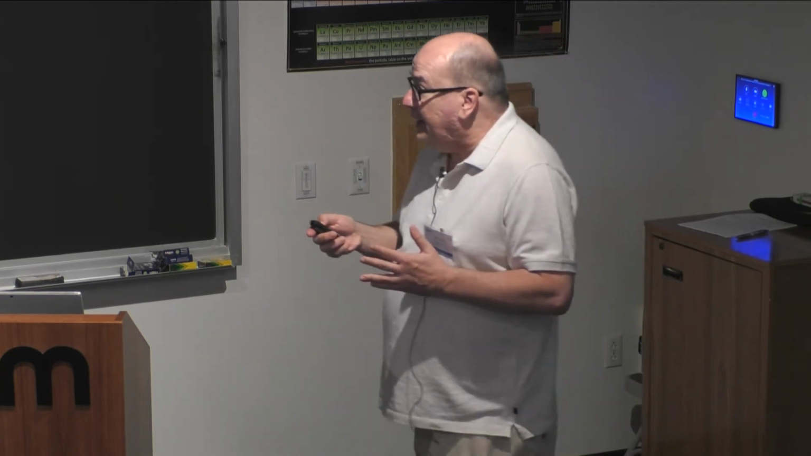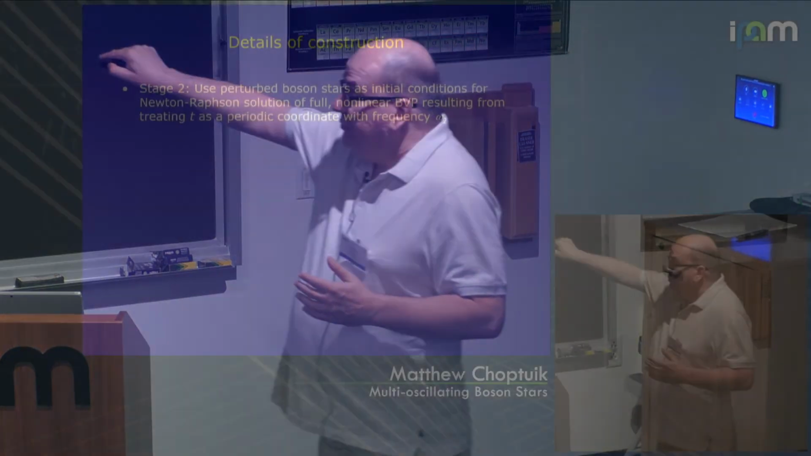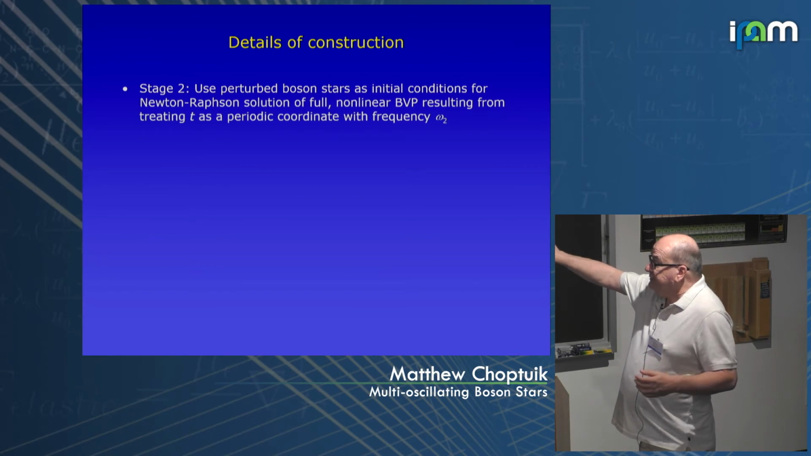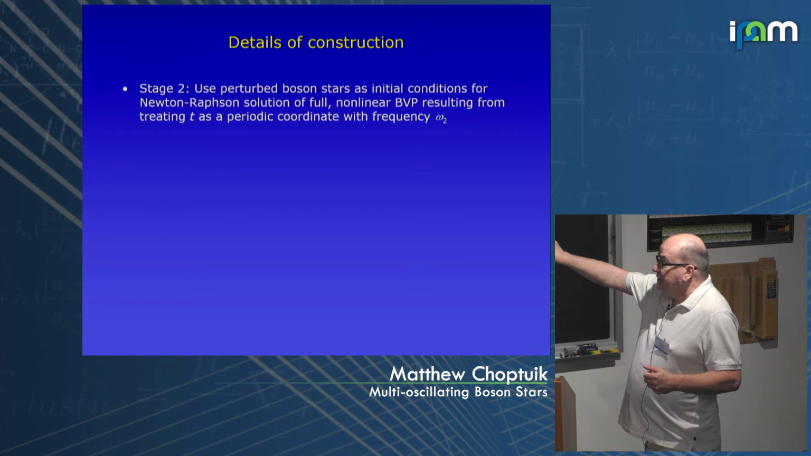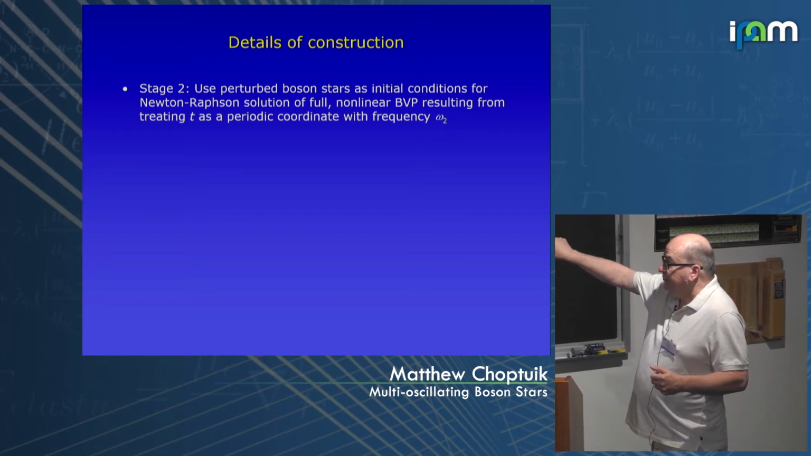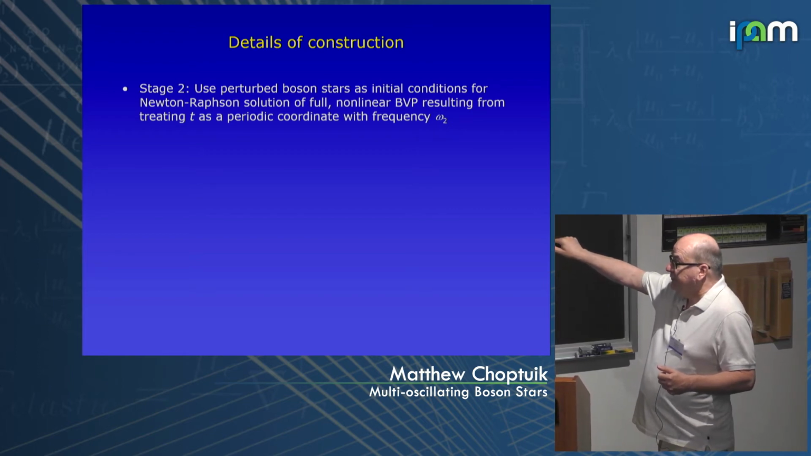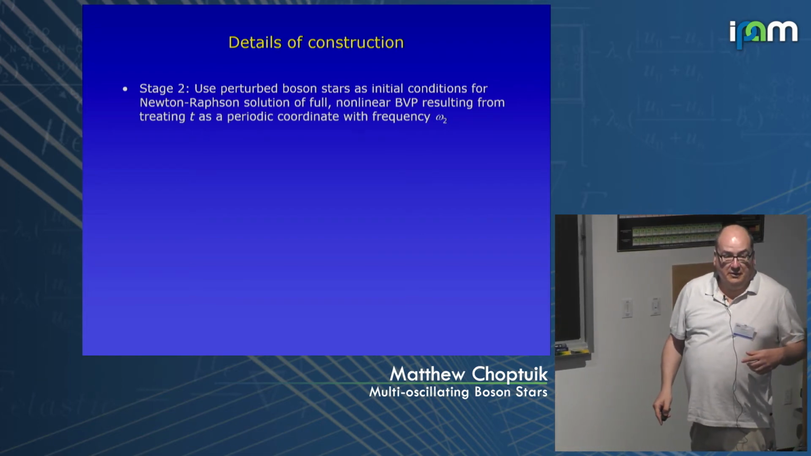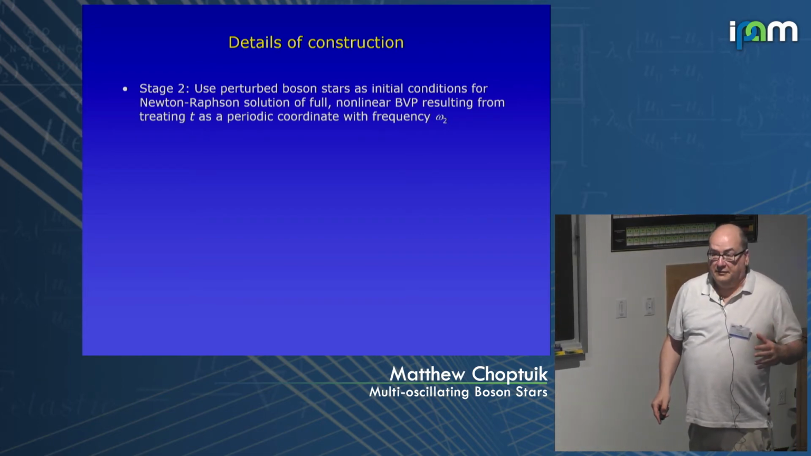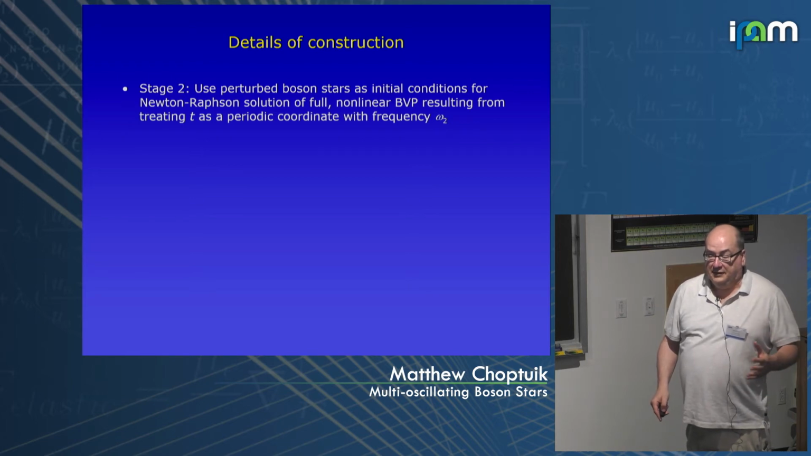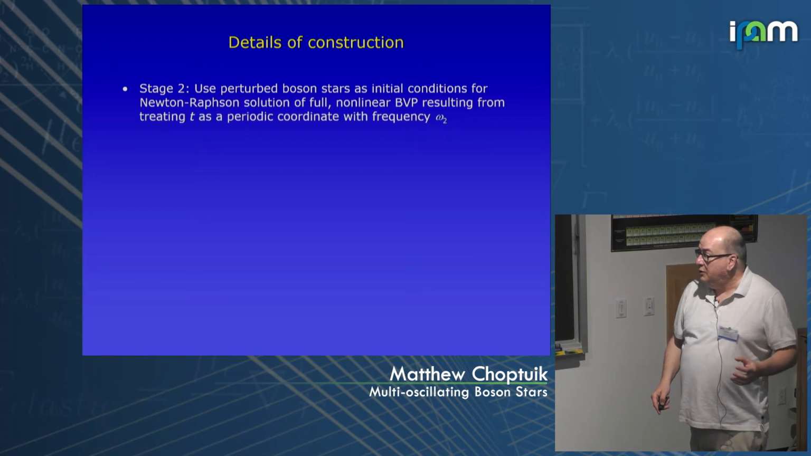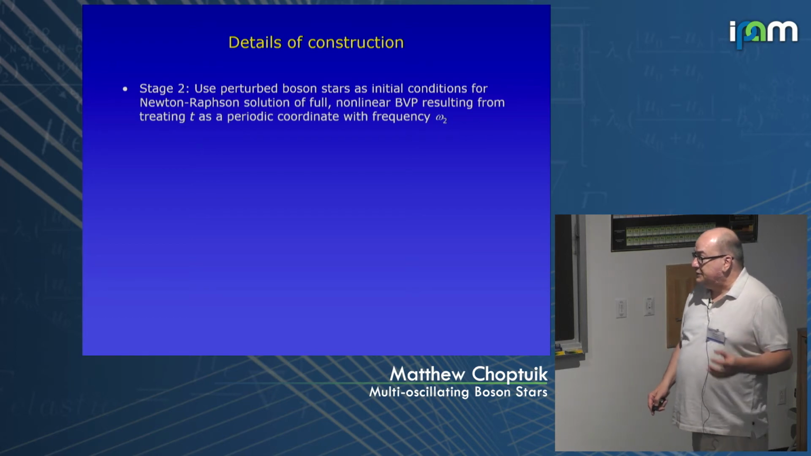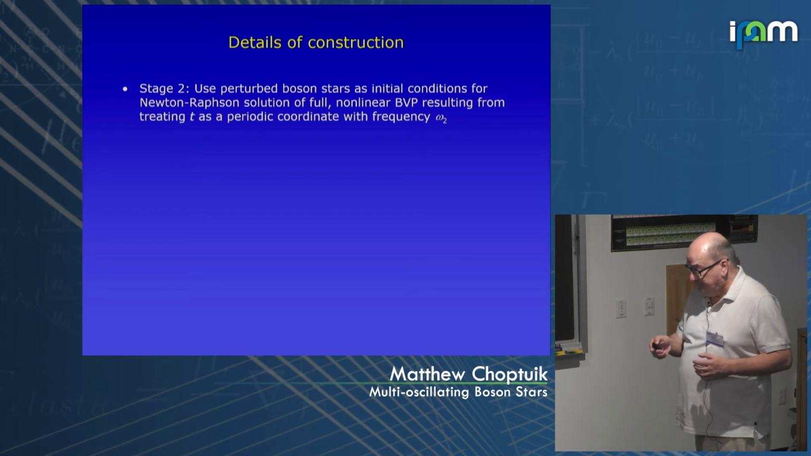And so to do that, that's stage 2, we use a full-blown Newton-Raphson method on the full nonlinear boundary value problem, which results from treating t as a periodic coordinate with the given frequency omega 2. And that gives us a solution. And it turns out that, at least for many of the solutions that we start with, that is the basic boson star and the first perturbed mode, we can find a fully dressed solution with a frequency omega 2.